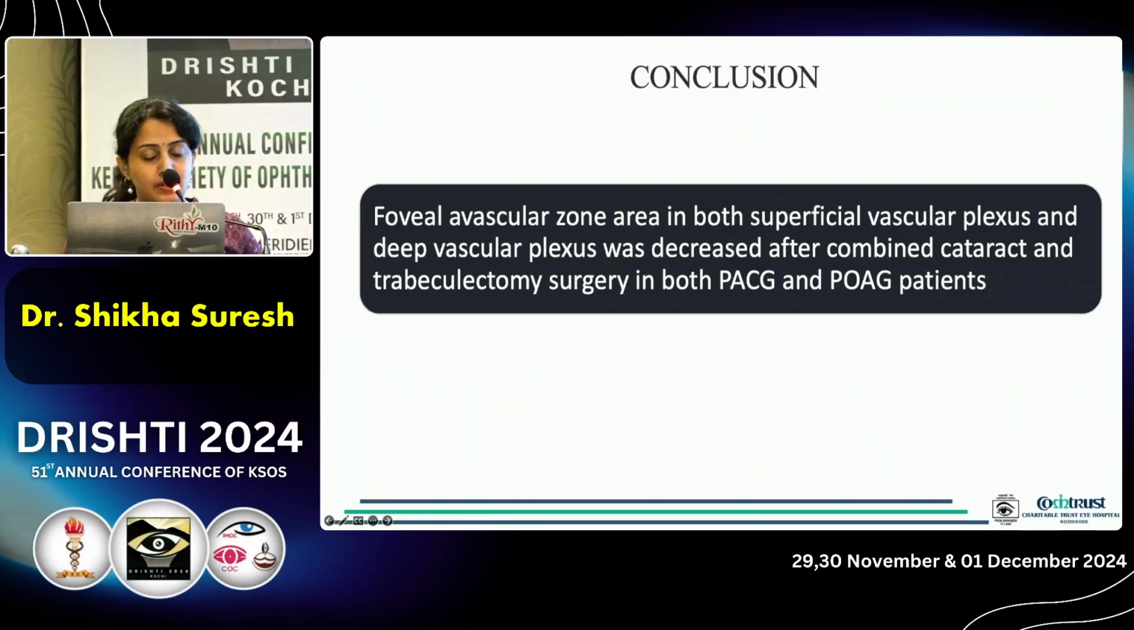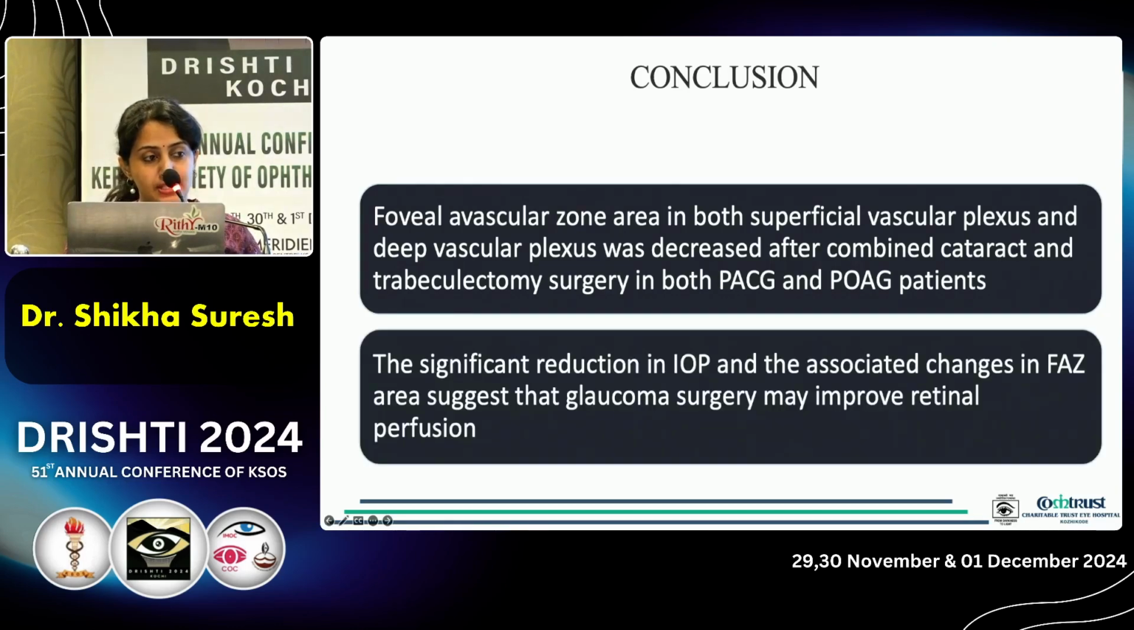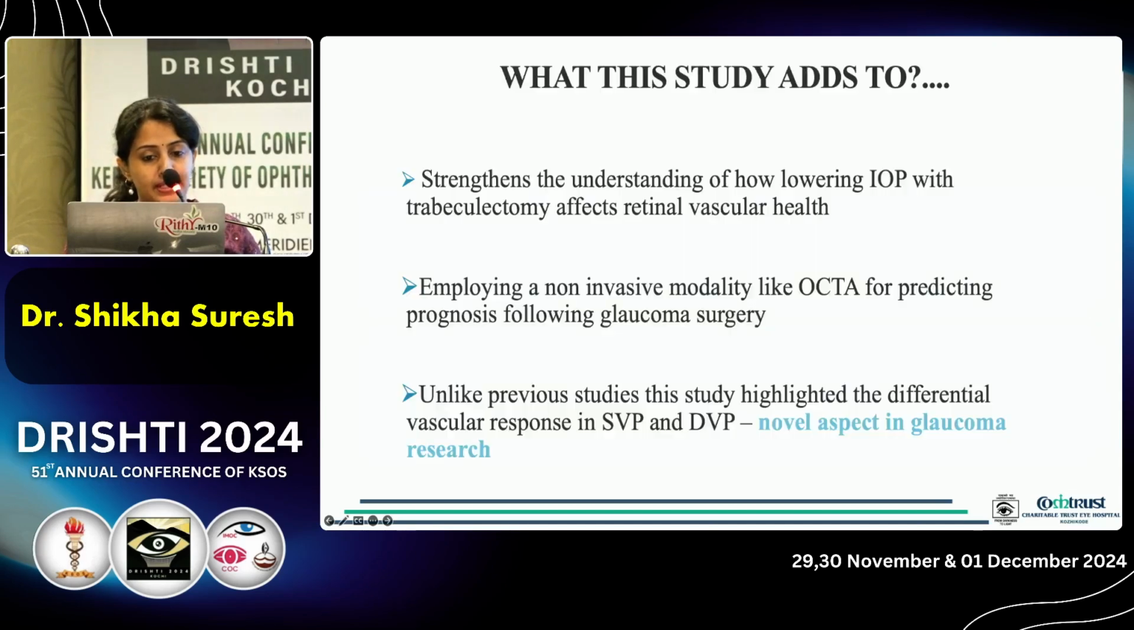So our study concluded that foveal avascular zone area in both superficial vascular plexus and deep vascular plexus was decreased after combined cataract and trabecular surgery in both PACG and POAG patients, and the significant reduction in IOP and the associated changes in FAZ area suggest that glaucoma surgery may improve retinal perfusion.